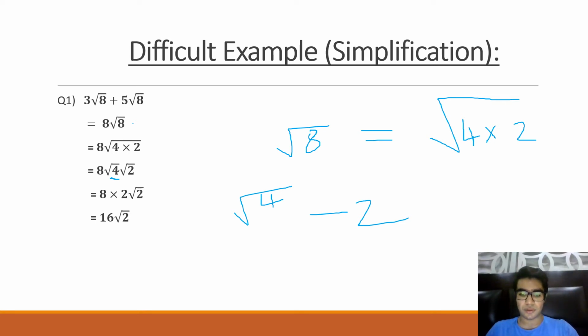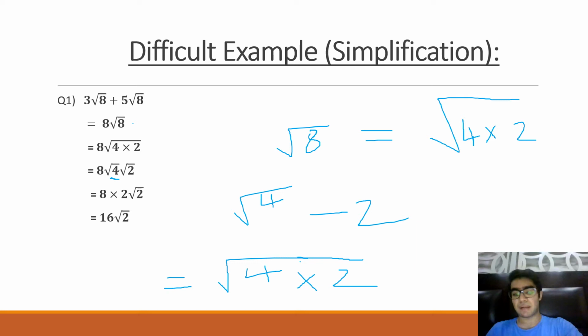Okay, so this is how you solve it. I'll just go through it again. So 8 times root of 4 times 2. Root of 4 times 2 basically means that we have root 4 multiplied by root 2, but it's under one root, so this is equal to that.